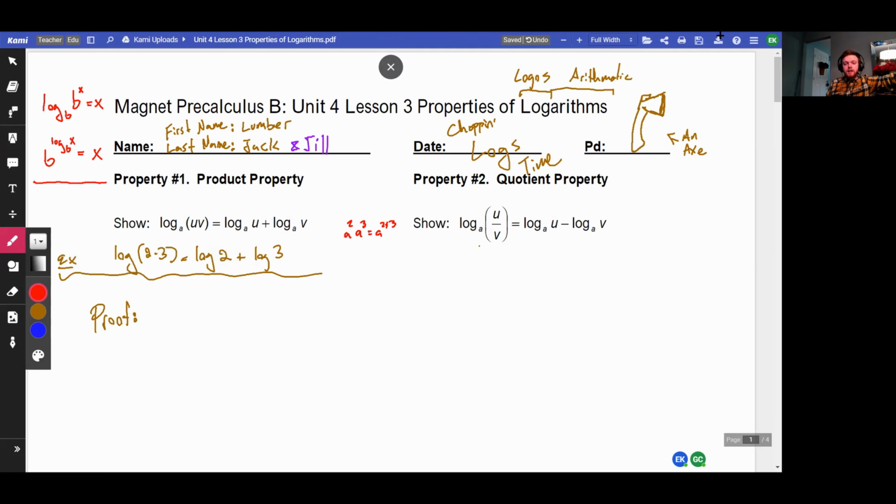Log base b of b to the x is x, and b to the log base b of x is x. When you compose two inverse functions, you get the identity function.